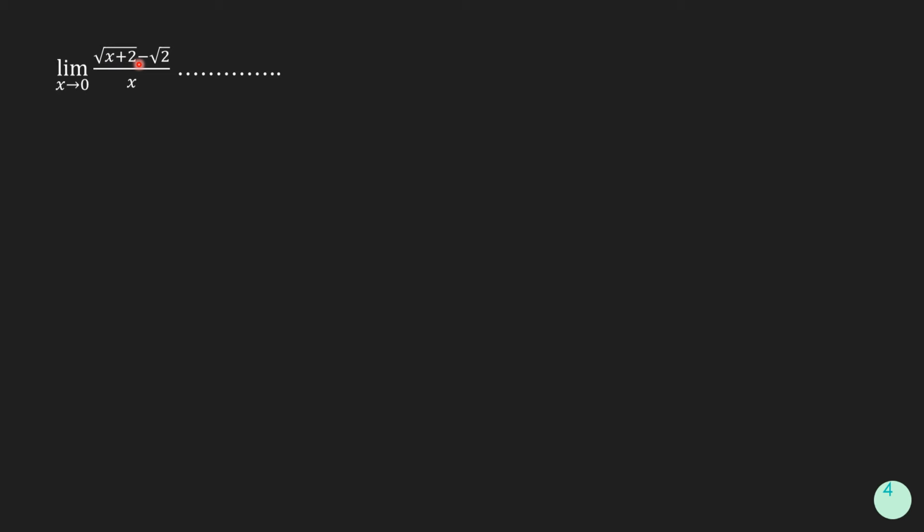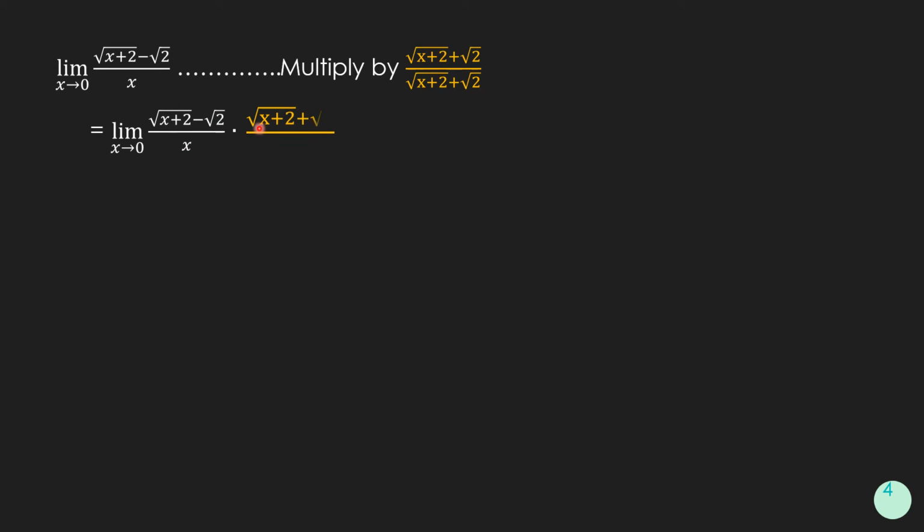which is root x plus 2 plus root 2. So we have to multiply this whole function by root x plus 2 plus root 2 divided by root x plus 2 plus root 2. Therefore, the limit becomes root x plus 2 minus root 2 divided by x multiplied by root x plus 2 plus root 2 divided by root x plus 2 plus root 2.